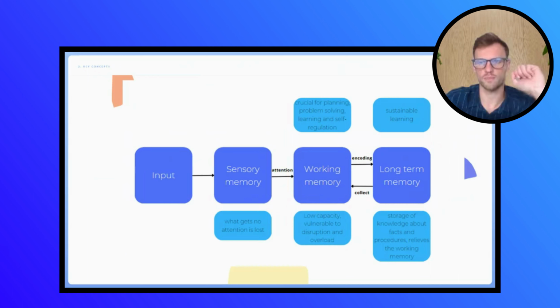Later, more on that. Our working memory is connected to the long-term and short-term memory. And in the long-term memory, sustainable learning is taking place, learning over a longer period of time. Besides that, our long-term memory stores all the knowledge that we've gathered throughout the years about facts, procedures, and it relieves the working memory. Our short-term memory stores recent information and waits for extension. So that is somewhere in between the working memory and long-term memory.